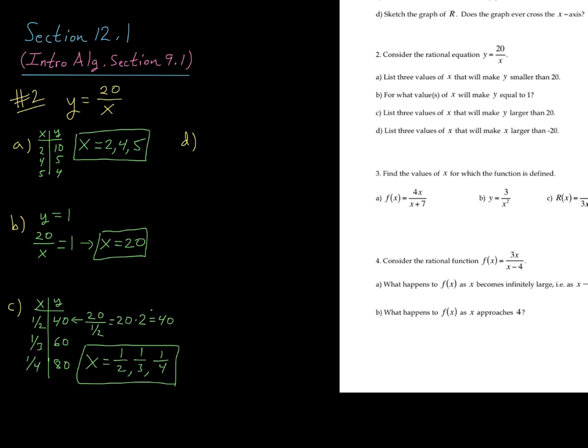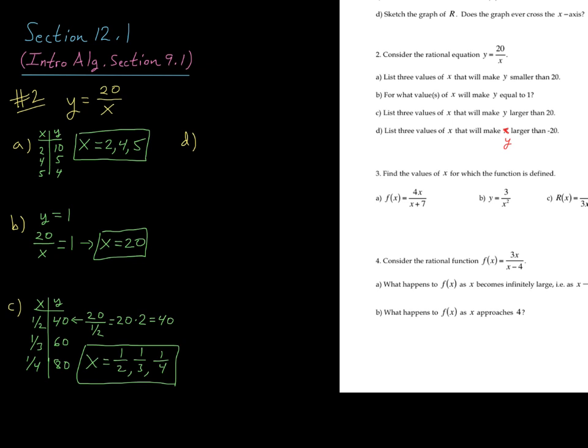All right, and then finally in D, I'm sorry about this, but if you read the question, it doesn't actually make sense. It says list 3 values of x that will make x larger than -20. What I mean here, of course, is y. So sorry about that. In this case, what do we want? List 3 values of x that will make now y larger than -20.